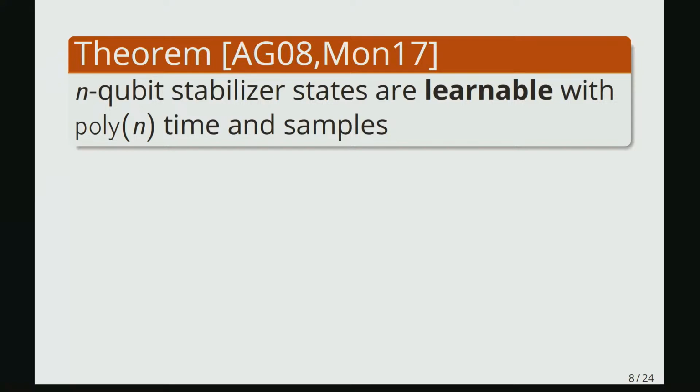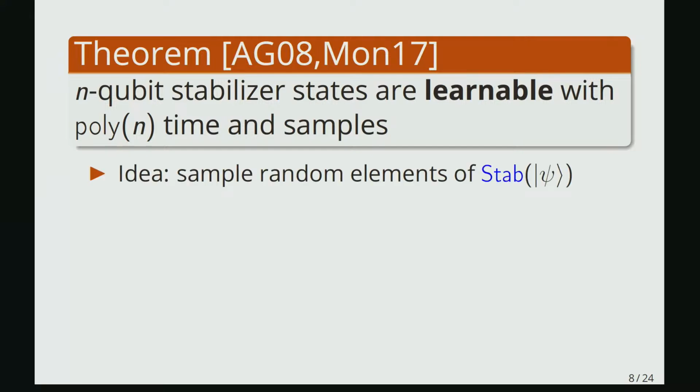algorithm by Montanaro. And the idea of these two algorithms is actually very similar. They both, at a very high level, involve basically sampling uniformly random elements of the stabilizer group, and then repeating this until you get a full set of generators for this group, which is enough to determine the state.